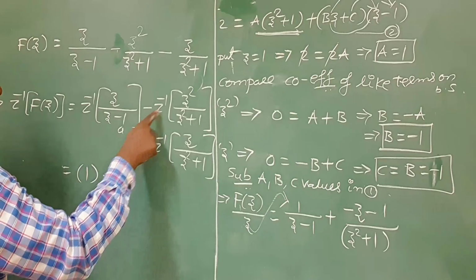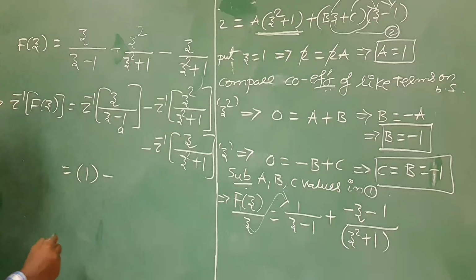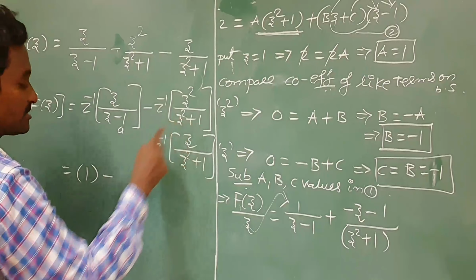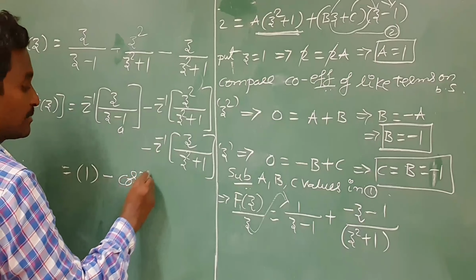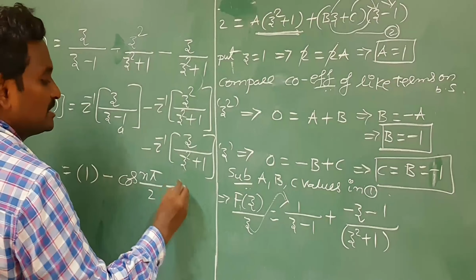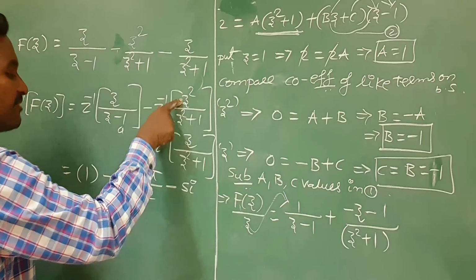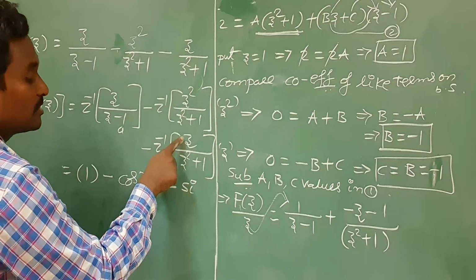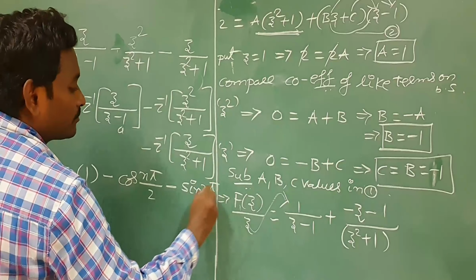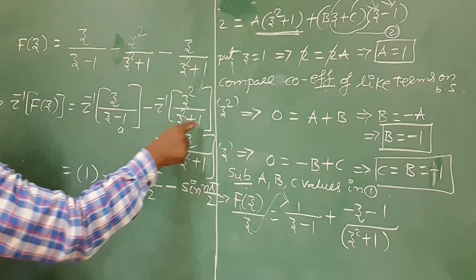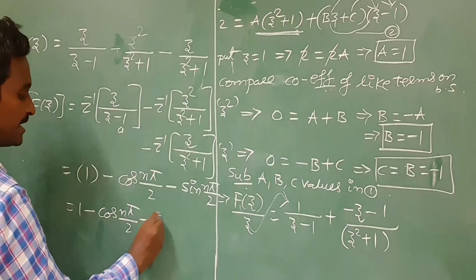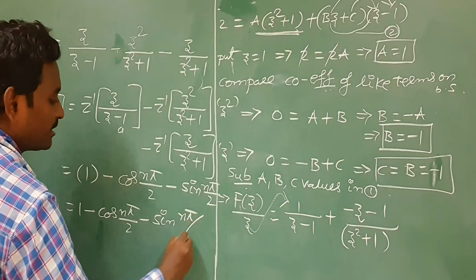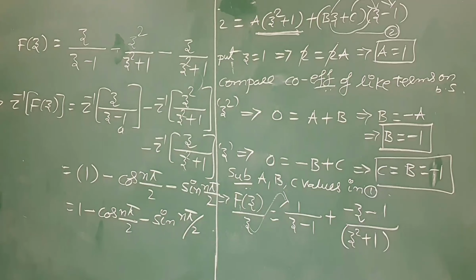Minus, what is z inverse of z square by z square plus 1? Already I explained what the z inverse of z square by z square plus 1 is in the second or third video of this chapter. It is cos n pi by 2. It is a direct formula. Minus this is sin n pi by 2. If the numerator has z square, then it is cos n pi by 2. If the numerator is only z, then it is sin n pi by 2. The denominator should be in the form of z square plus 1. So 1 minus cos n pi by 2 minus sin n pi by 2. In this way we can obtain the inverse z transform of the given function. I will give one more example, please see.